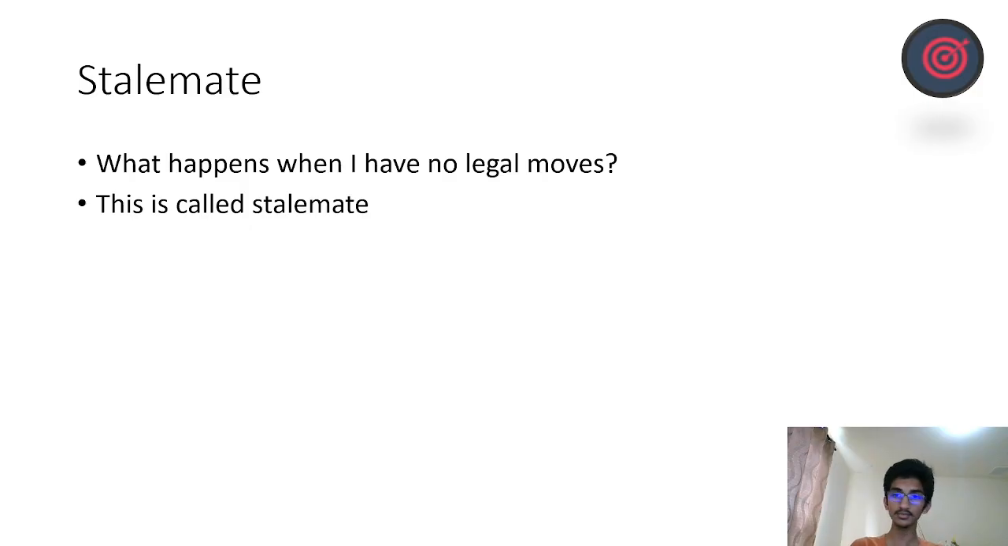And when stalemate happens, it's a draw. So when checkmate happens, a player wins, and when stalemate happens, it's a draw. So it's an equal result between the two players.